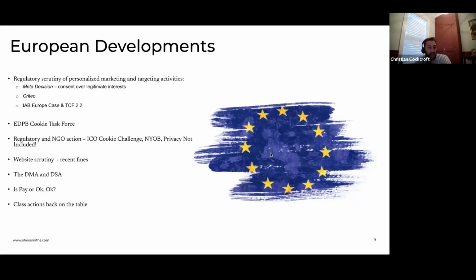So what's coming down the line? I'm going to whiz through this slide because there's quite a lot of detail behind the bullets, but effectively there's a lot of regulatory scrutiny, unsurprisingly, around personalized marketing and targeting activities at the moment. The position being that, in the entire ad tech stack, from publisher all the way through to advertiser, there really isn't an excuse, as the regulators would say, for not getting your cookie banner, your use of cookies, your compliance around cookies in order.